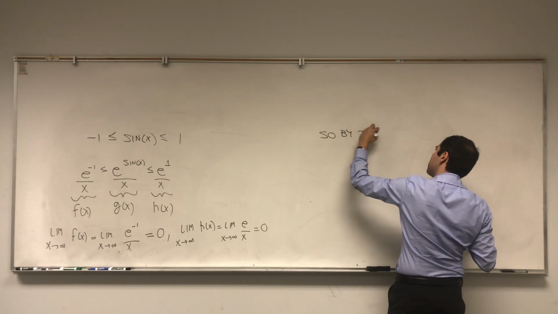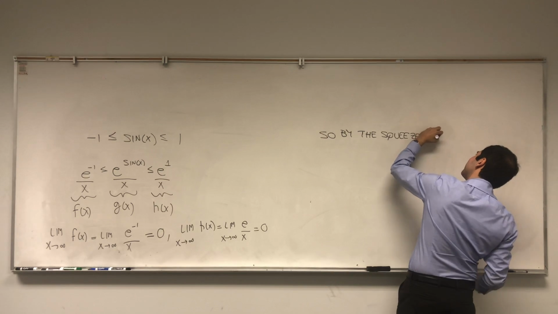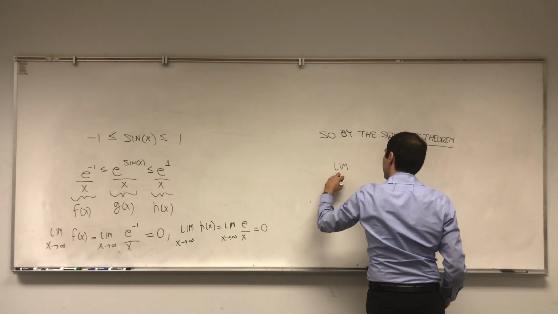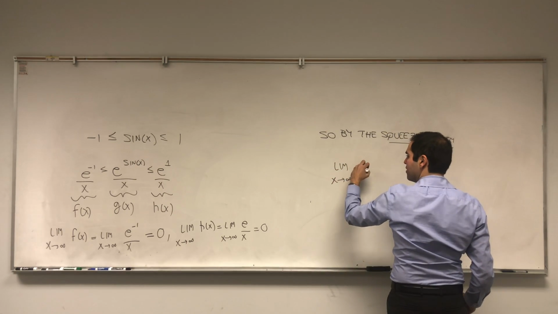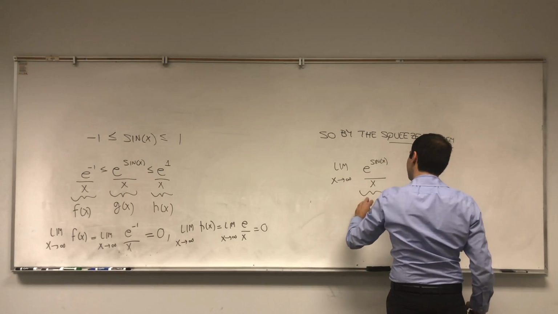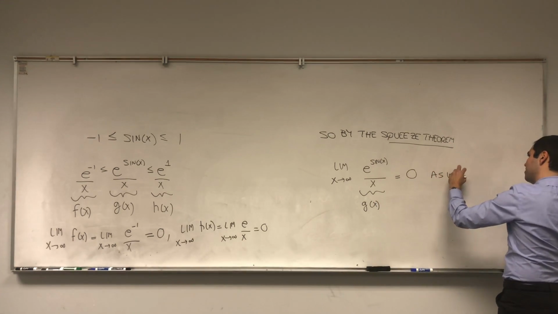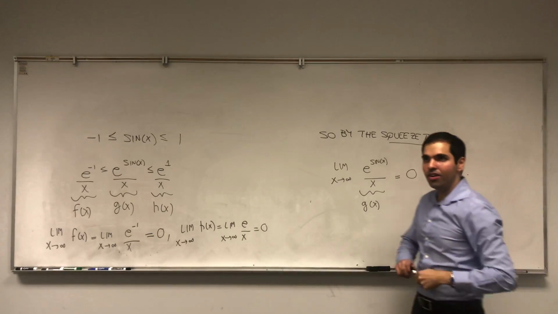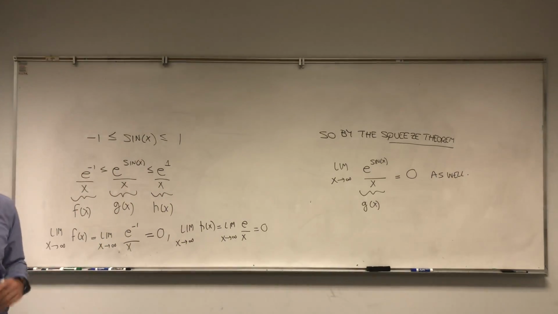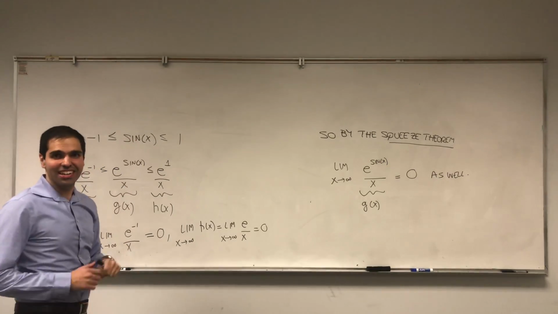By the squeeze theorem. And again, write the names of your theorems, that's very important. We get that the middle limit of e to the sine of x over x, and that's just g of x, is also equal to 0 as well. So that's just a quintessential way of dealing with limits with sines and cosines. It's usually the squeeze theorem because we have such a nice inequality.